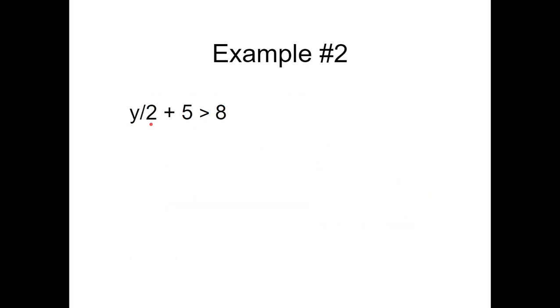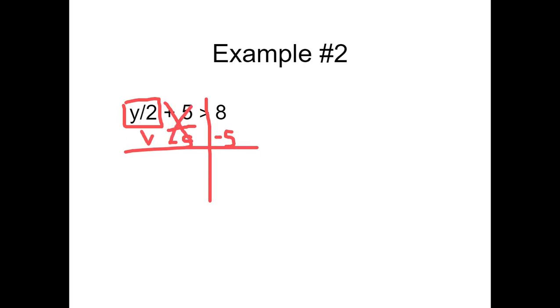All right, I would say this as y divided by 2 plus 5 is greater than 8. Draw my river, box up my variable. I'm left with plus 5. What's the opposite of plus 5? Minus 5. So I'm going to subtract 5 on both sides. This side over here will cancel out.